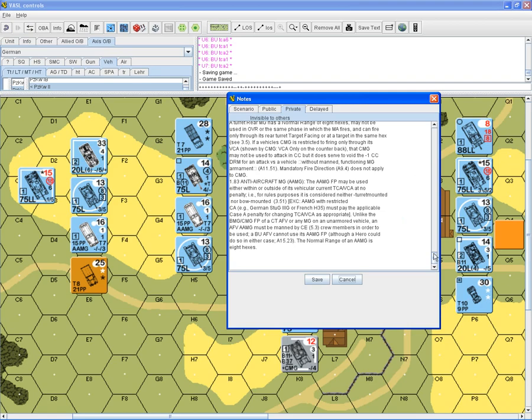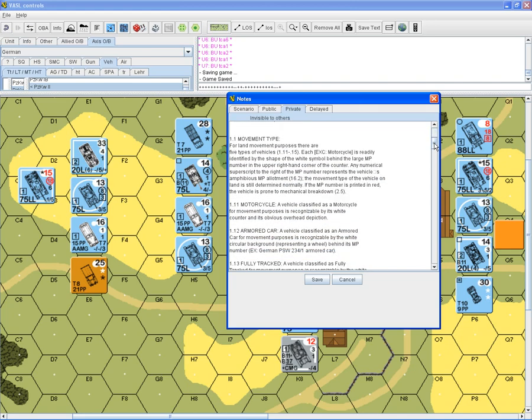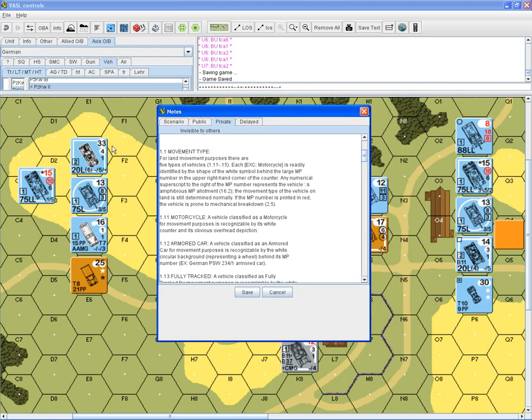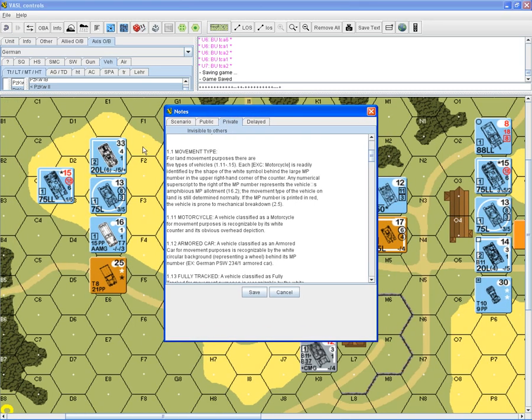When we're talking about vehicles, we're talking about Section D specifically. Section D is broken up into multiple different subsections. The first thing we want to talk about is the different movement types. For land movement purposes, there are 5 types of vehicles, which are represented over here on the left-hand side. If you have your second edition rule book out, you will notice that the vehicles I have positioned on the map represent the counters that they talk about throughout the different rules.